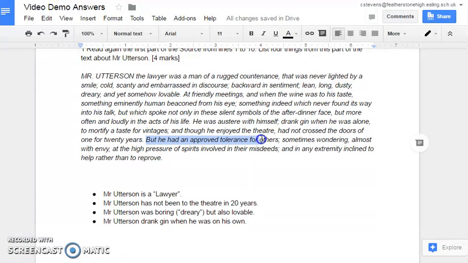So if you had this bit and you weren't quite sure what approved tolerance for others meant, you can still write it. You could still put Mr. Utterson had an approved tolerance for others. But equally, you can use the really obvious things, the things that aren't very difficult. So you've got some stuff here about high pressure of spirits and in any extremity inclined to help rather than reprove. Well, that means that he doesn't tell people off, he helps them.